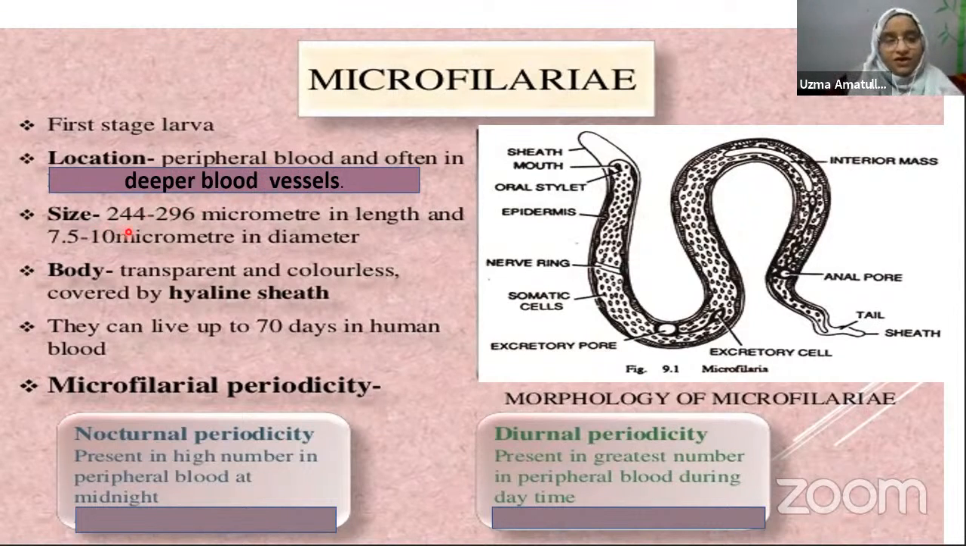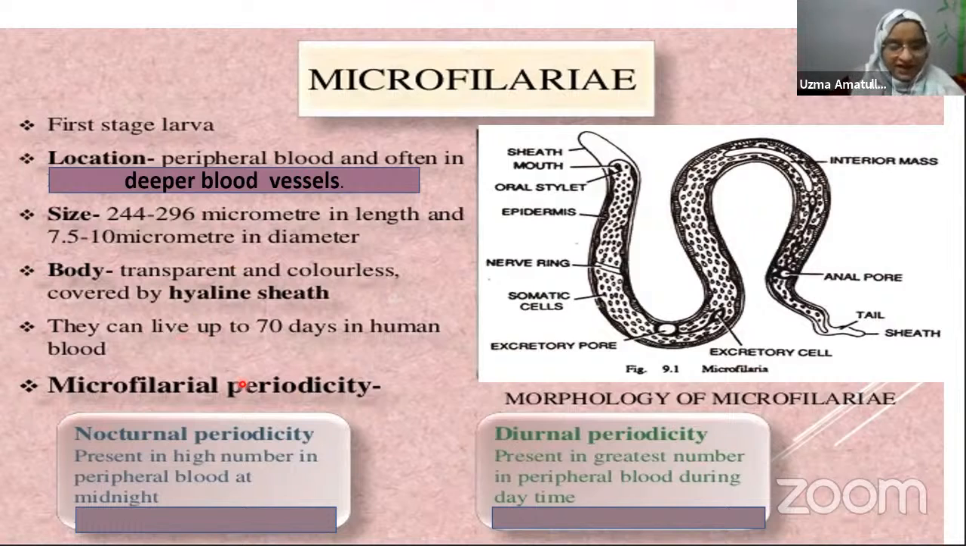Here the size is 244 to 296 micrometer in length and 7.5 to 10 micrometer in diameter. The body is transparent, meaning it is colorless, and it is covered by a hyaline sheet. You see this is the sheet, a loose covering, which is called the hyaline sheet. So this larva is called the sheathed larva. Now, they can live up to 70 days in a human being. After 70 days, they will die if they are in the lymphatic vessels.